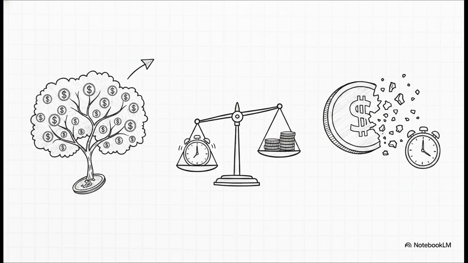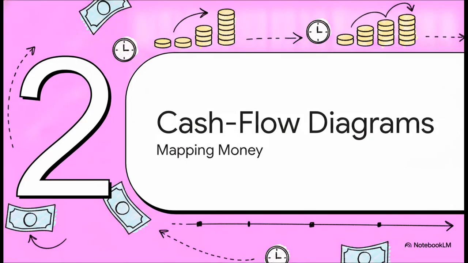Now, the financial market measures these two opposing forces, earning power and inflation, through the interest rate. Interest is basically the tangible, real-world manifestation of time value. It's the cost you pay if you're borrowing and the profit you collect if you're lending. Moving right along to Section 2, mapping money with cash flow diagrams.